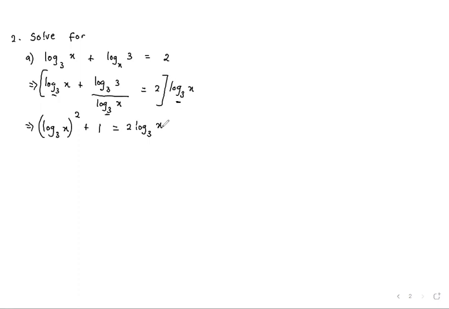Then from there, so that we see that it's a quadratic, we can let maybe y be log 3x, so that where there is log 3x, we substitute y. So we'll have y squared plus 1 is equal to 2y. From there, we'll have y squared minus 2y plus 1 is equal to 0.